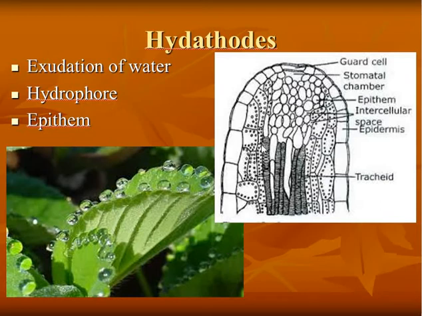This hydathode is also an external secretory tissue. The process of removal of water through hydathode is called guttation. This phenomenon is common in the Araceae family.